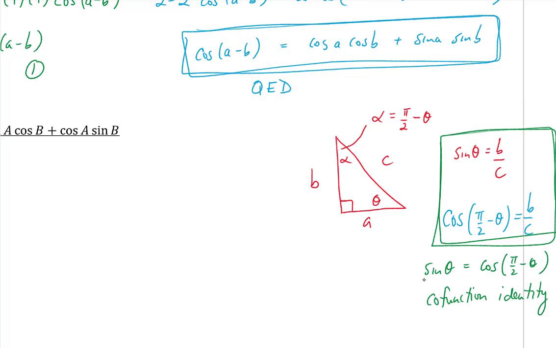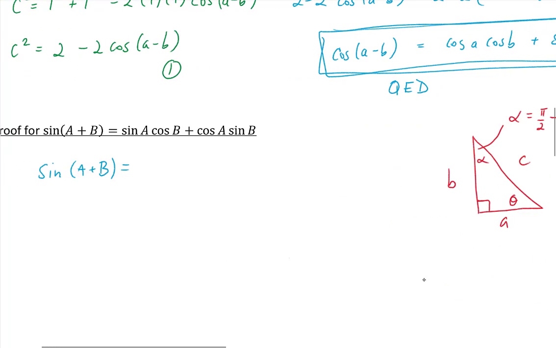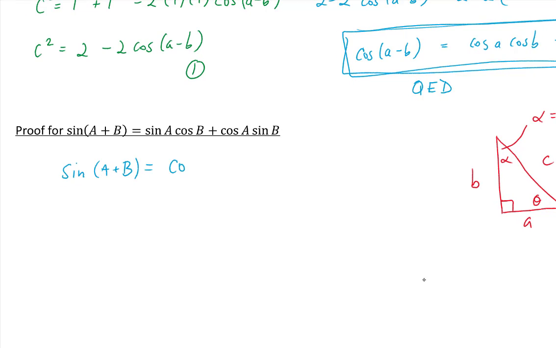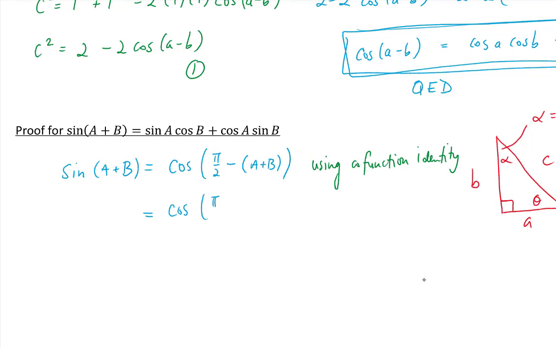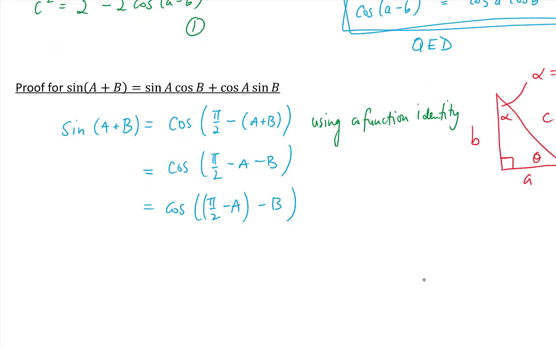So sine theta is equal to cosine pi over 2 minus theta. So using the cofunction identity, this would be the same as cosine of pi over 2 minus a plus b. All right, so let's rearrange this a bit. So this is the same thing as cosine pi over 2 minus a minus b, which is the same thing as cosine of pi over 2 minus a as one object, minus b. So notice this now looks like our cosine a minus b formula, where this is a and this is b.